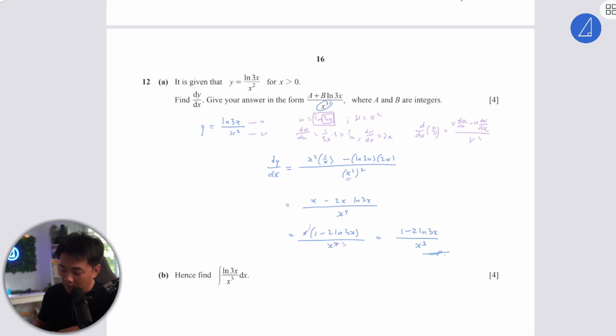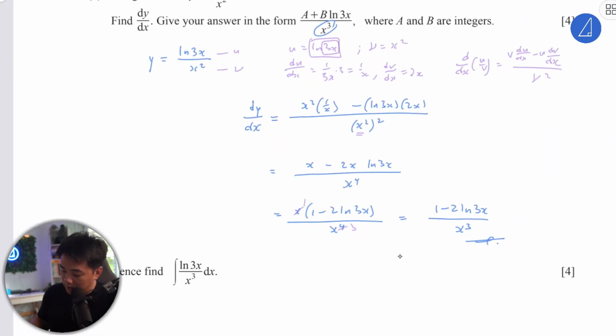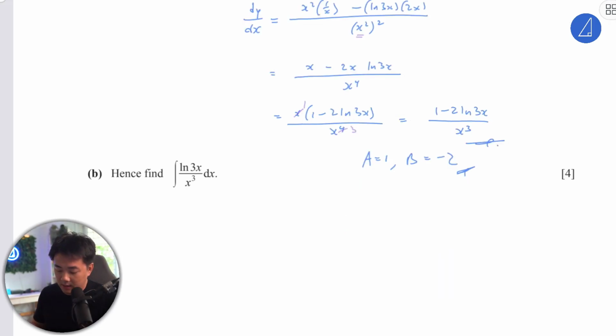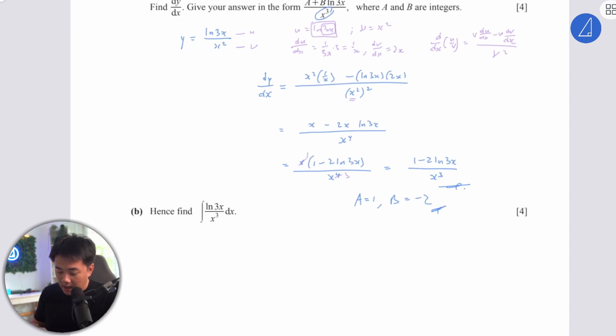Then what we need is a and b. So a is just 1, b is just -2. They are integers. Great. The next thing is understanding how to, hence, find this integral here.